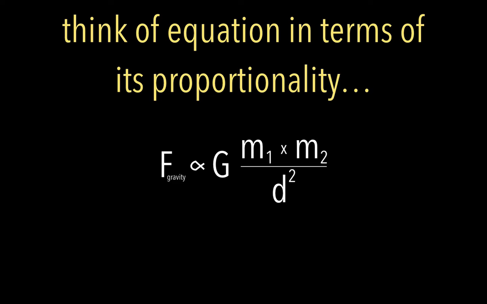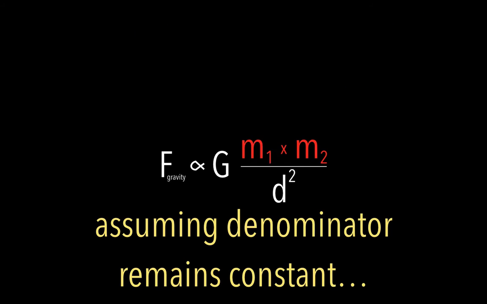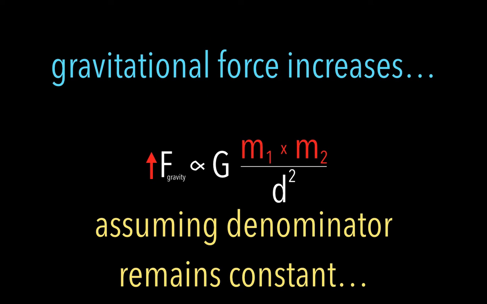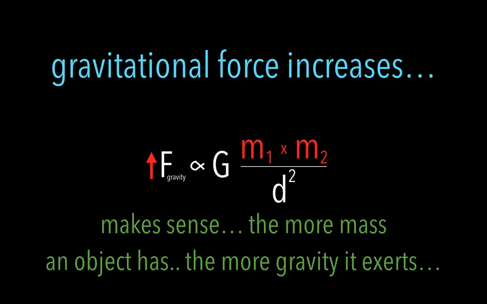So think of the equation in terms of proportionality. Now we discussed this in a previous video as well. Assume now that the denominator remains constant. Assume that the distance between these two objects does not change. If the numerator, the masses, the overall number increases, then that means the overall gravitational force increases. It actually makes sense if you think about it, because the more mass an object has, the more gravity it will exert on another object. And we've discussed that principle in a previous video as well.